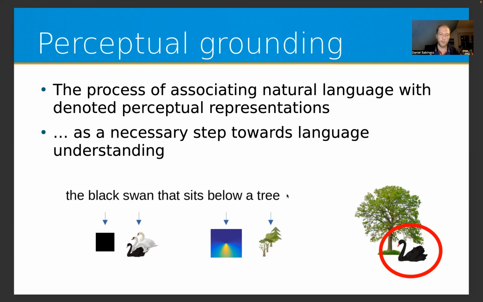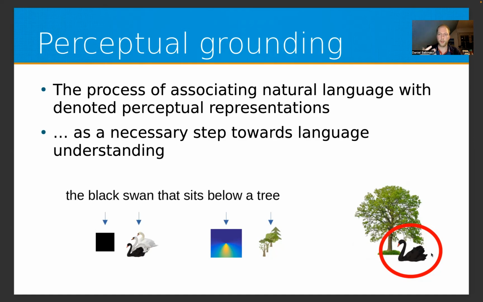It's called grounding because the natural language phrase and the individual words themselves have no meaning by themselves. They point to something other than themselves. They are, in a sense, symbolic, so they stand for something. The word black stands for the concept of blackness. The word swan stands for the concept of a swan or the category of swans. And the whole phrase stands for a certain object in the world. Grounding means resolving the meaning of the symbol by associating it with what it stands for.